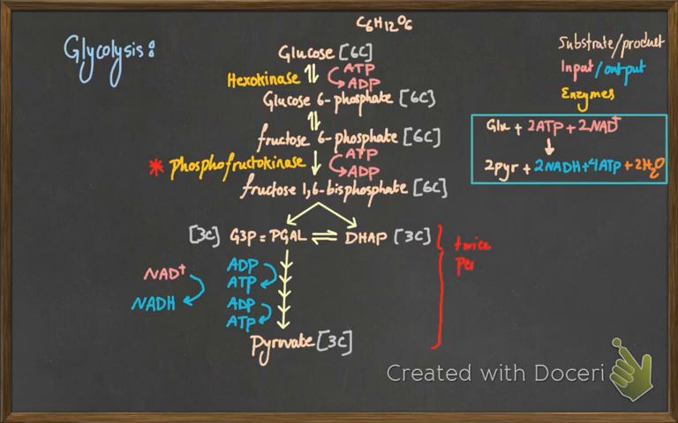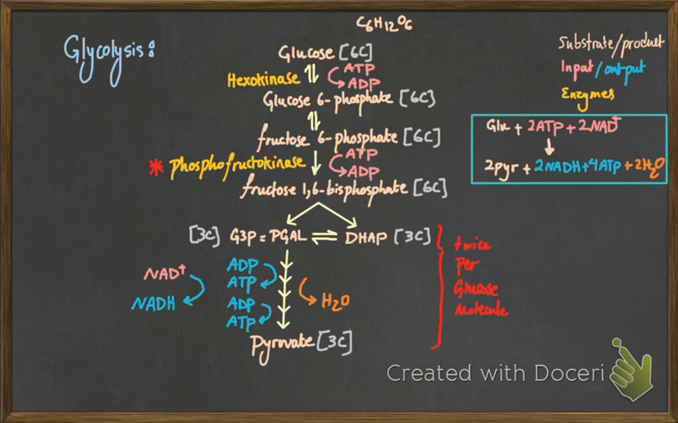So pay attention that we are going through these steps twice per glucose molecule. And I will also lose a water molecule to form a double bond during one of these 5 steps, which again, it's not necessary for you to understand which step that's going to happen.